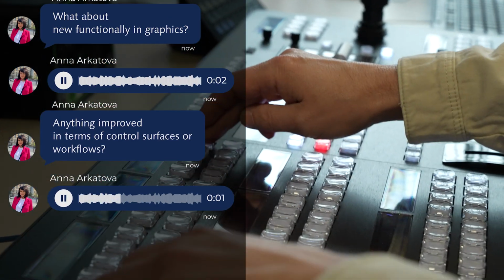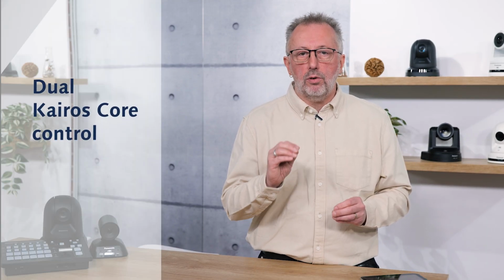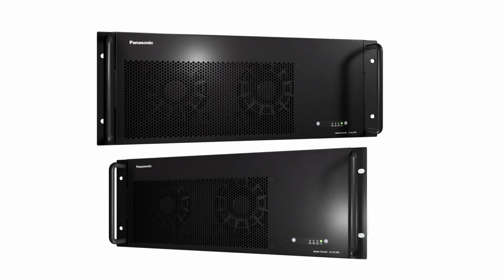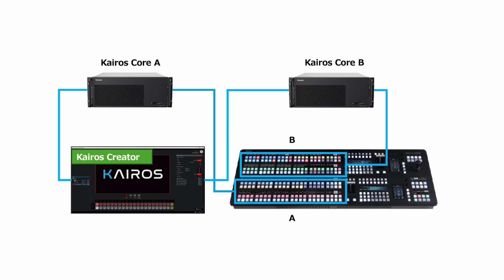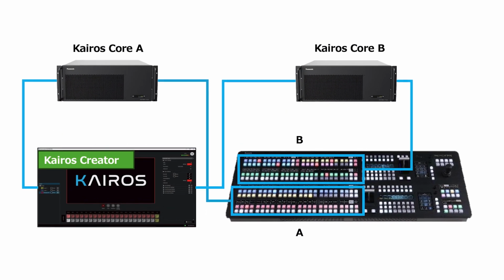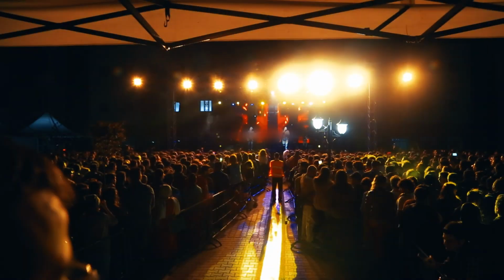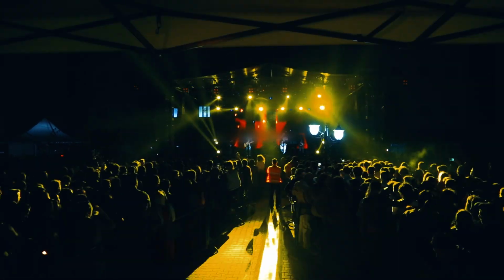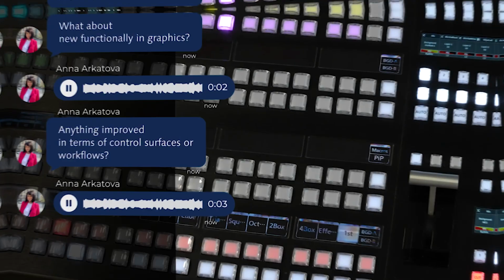Anything improved in terms of control surfaces and workflows? An important feature that increases KAIROS operability is dual KAIROS core control, where two core mainframes can be connected to a single control panel and/or creator at the same time. You know that a single core can be shared between two or more small shows. Here, it is for huge productions where a single core may not be sufficient. It gives more processing power and outputs. This could be especially important when combined with the extra large resolutions we just talked about.